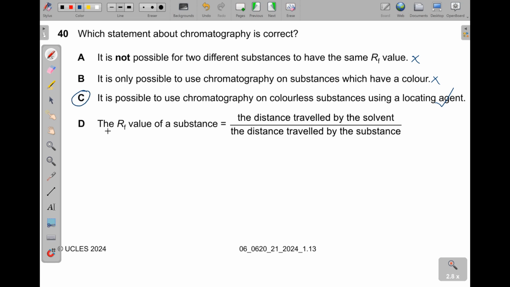But let's check the D. The RF, the retardation factor or the retention factor value of a substance is equal to the distance traveled by the solvent. No, it is the distance traveled by the substance or the solute, divided by the distance traveled by the solvent. So this one is wrong here. So that means our answer has to be a C.